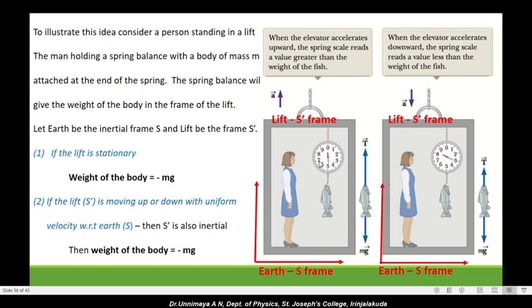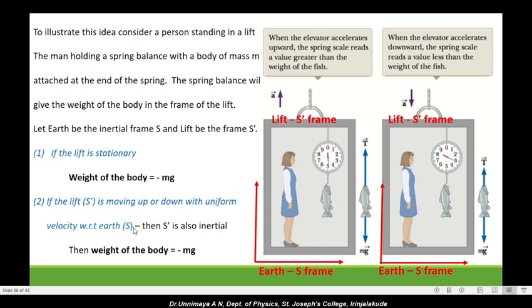ലിഫ്റ്റ് മൂവ് ചെയ്യാണ്. എങ്ങോട്ട്? മുകളിലേക്കോ ആവാം താഴേക്കോ ആവാം. വിത്ത് എ യൂണിഫോം വെലോസിറ്റി. യൂണിഫോം വെലോസിറ്റിയിലാണ് മൂവ് ചെയ്യുന്നത്. അപ്പൊ ലിഫ്റ്റ് എന്താണ്? എസ് പ്രൈം ഫ്രെയിം എന്ന് പറയുന്ന ലിഫ്റ്റ് എന്താണ്? ഇപ്പോൾ ഒരു ഇനേർഷ്യൽ ഫ്രെയിം തന്നെയാണ്. എന്തുകൊണ്ടാണ്? എസ് പ്രൈം ഫ്രെയിം is also inertial in this case since it moves with constant or uniform velocity with respect to the S frame.